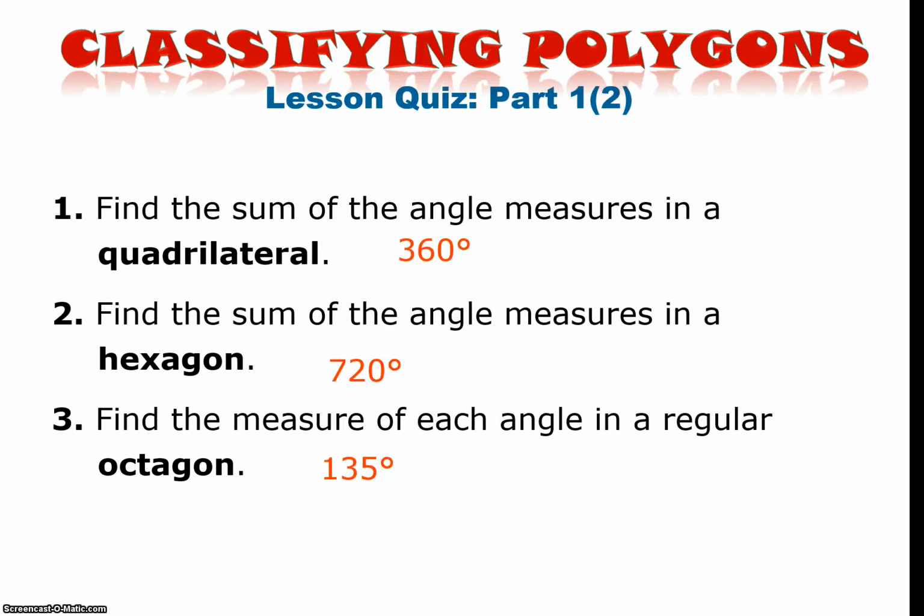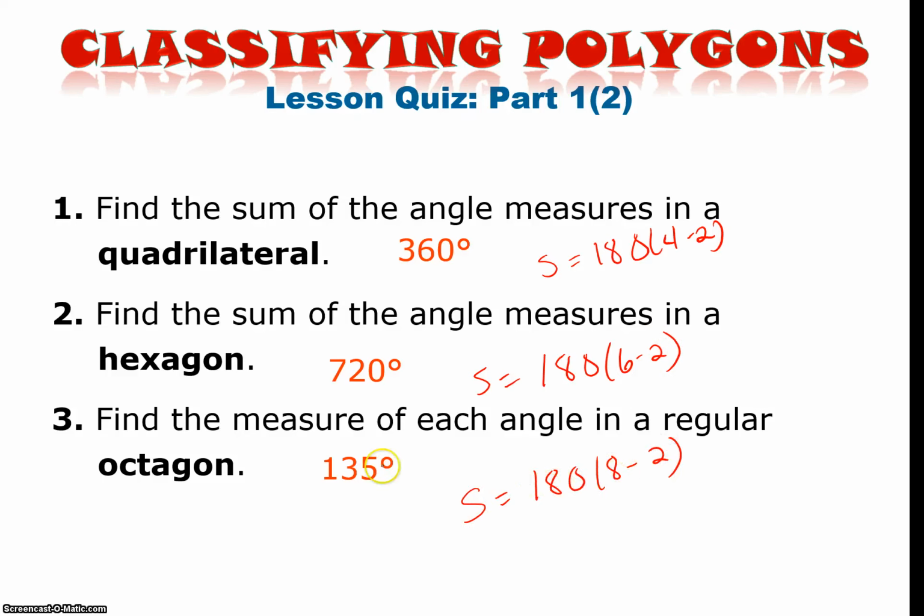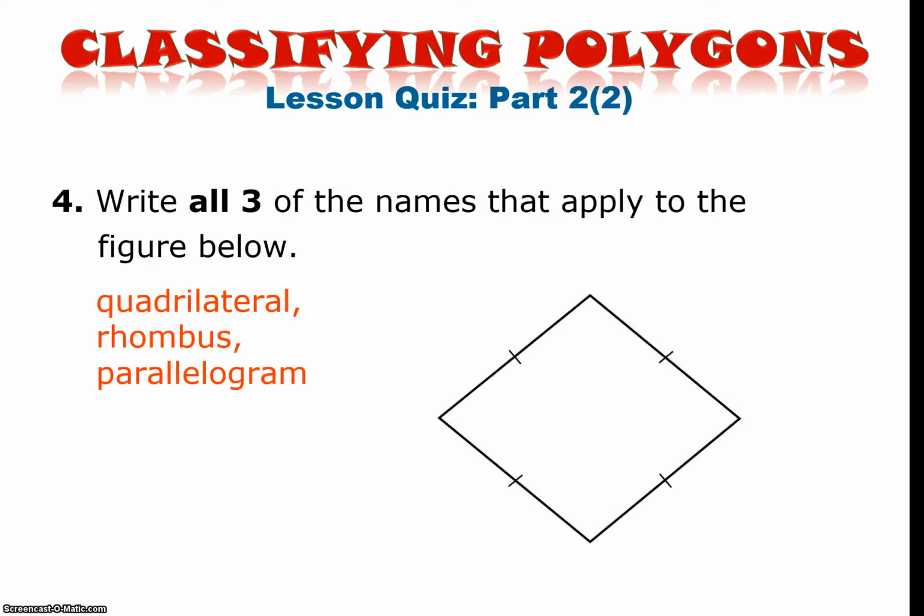If you wanted to find the sum of angle measures in a quadrilateral, you'd say S equals 180 times 4 minus 2, and you'd get 360 degrees. For a hexagon, S equals 180 times 6 minus 2, so 180 times 4 is 720. In a regular octagon, you'd first find the interior angle sum, 8 minus 2, times 180, and then you divide it by 8 because there are 8 sides and 8 angles in a regular octagon. So if I divide it by 8, each angle would be 135 degrees.